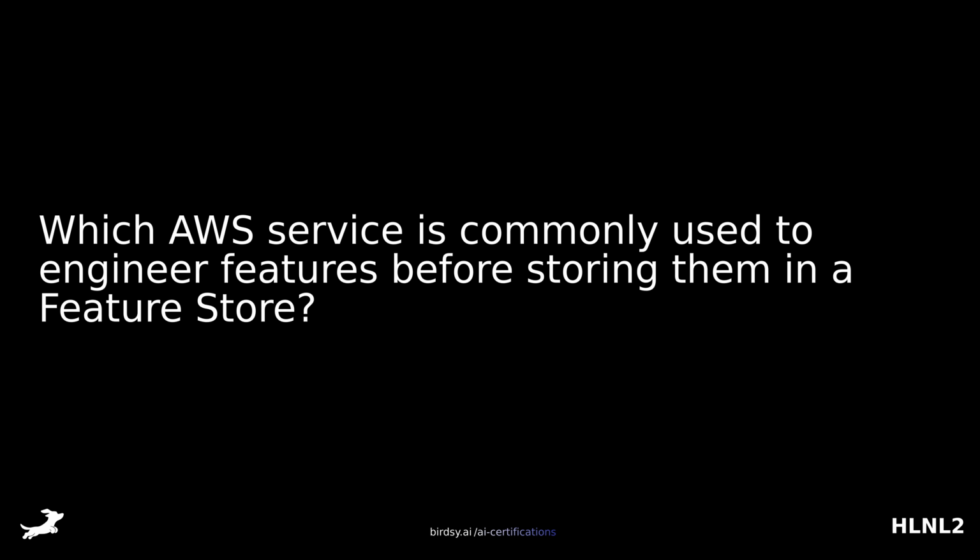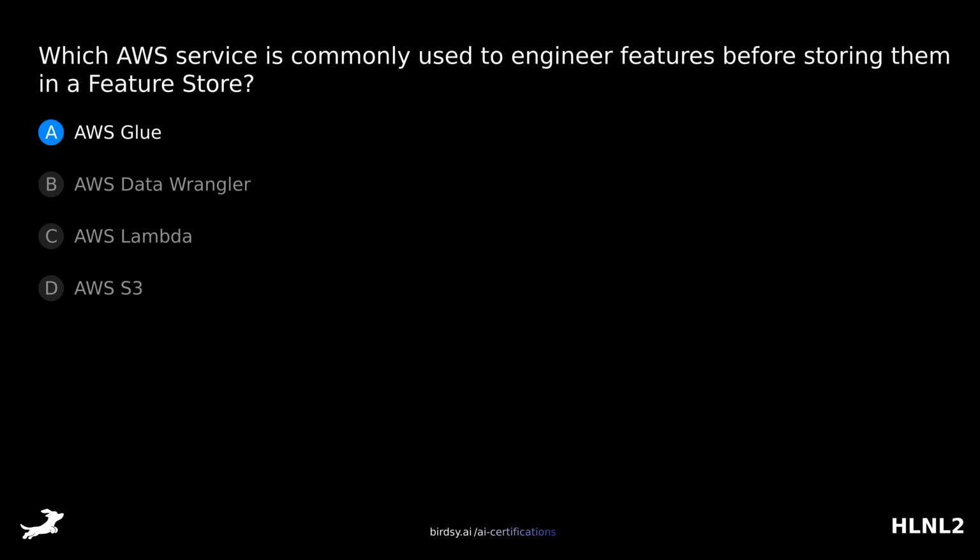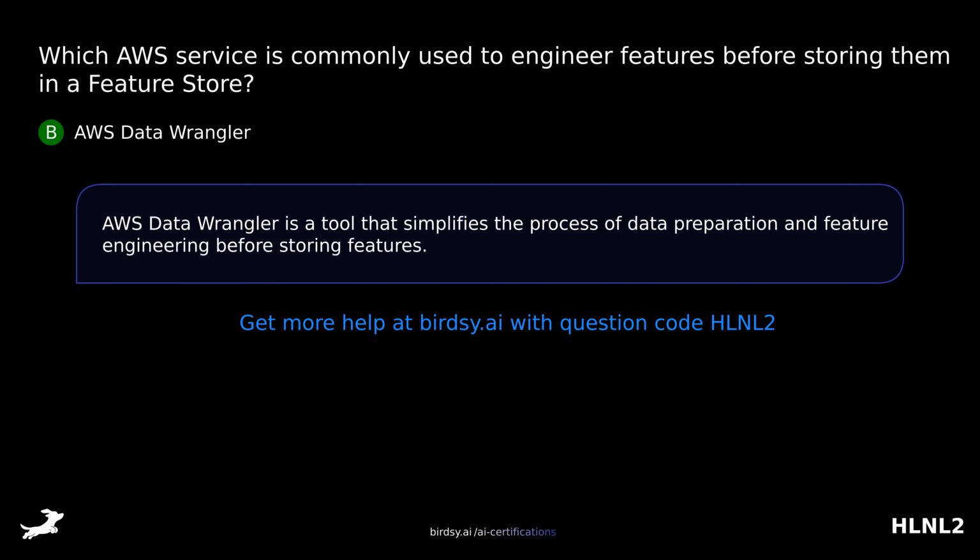Which AWS service is commonly used to engineer features before storing them in a feature store? Is it A, AWS Glue? B, AWS Data Wrangler? C, AWS Lambda? Or D, AWS S3? The answer is B, AWS Data Wrangler. AWS Data Wrangler is a tool that simplifies the process of data preparation and feature engineering before storing features.